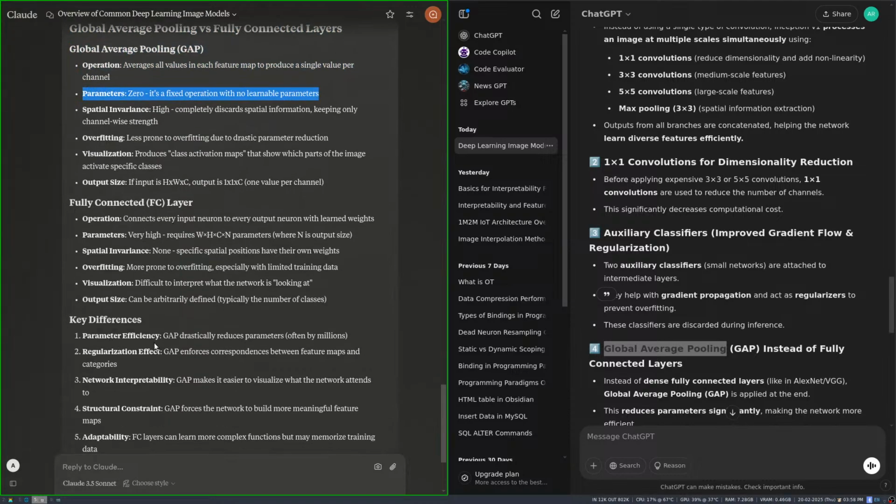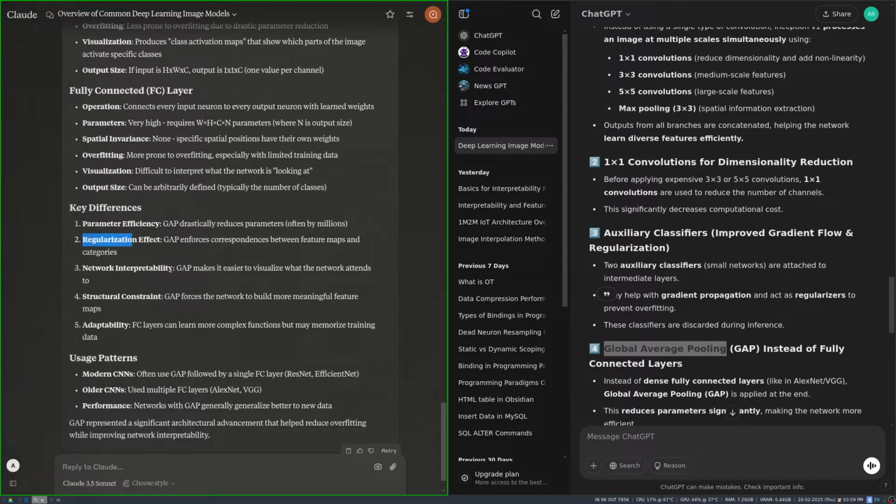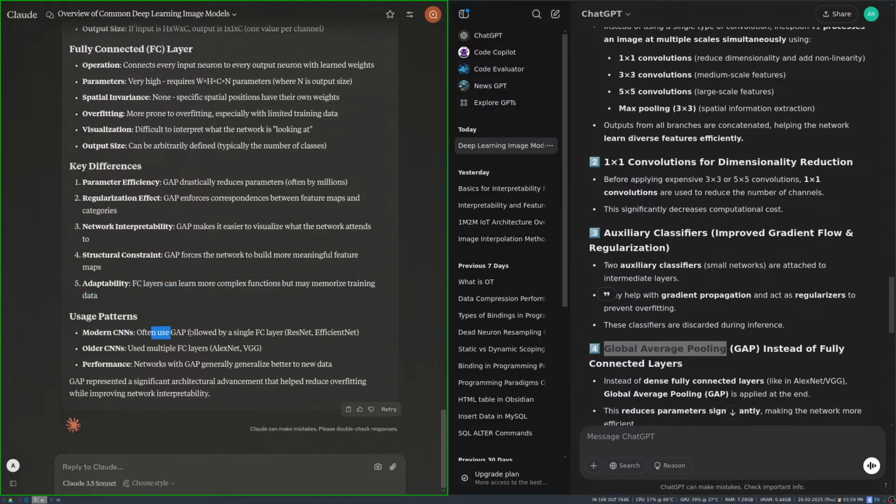Okay, for the fully connected layer, I know that. Parameter efficiency, regularization effect, network interpretability. Okay. Structural constraint, adaptability. Okay. Modern CNNs often use GAP followed by a single fully connected layer. Okay. CNNs with GAP generally generalize well.